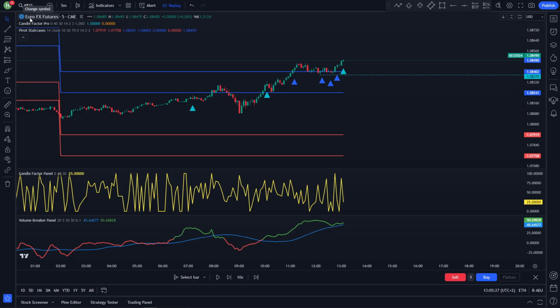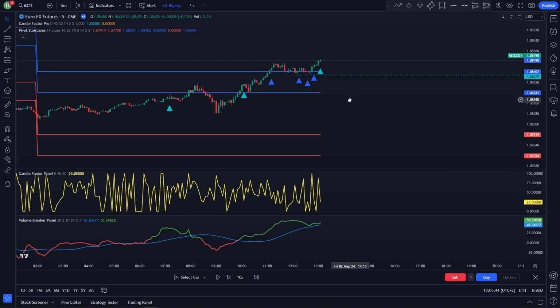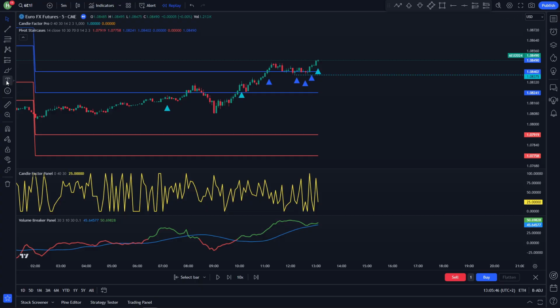For this example, I've selected Euro FX futures in the 5-minute time frame. When trading on lower time frames, you will notice a lot more trading signals than we saw before on the higher time frames. This makes it key that you observe all of the steps we've covered before entering your trades. So firstly, we see price action crossing above the upper pivot staircase, generating these buy alerts.